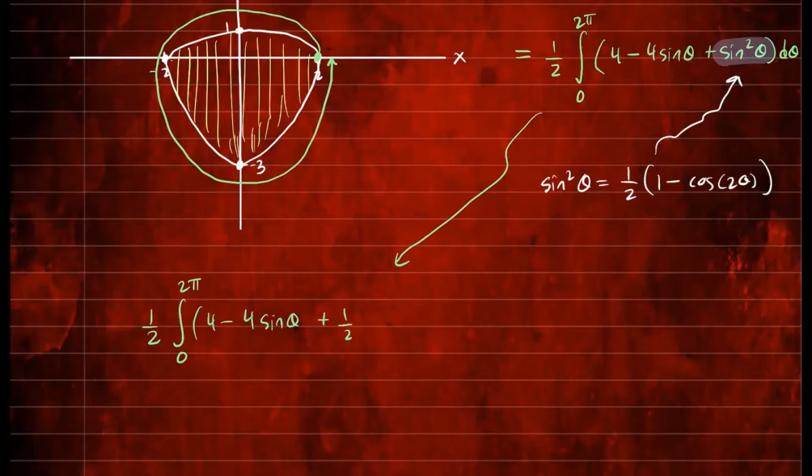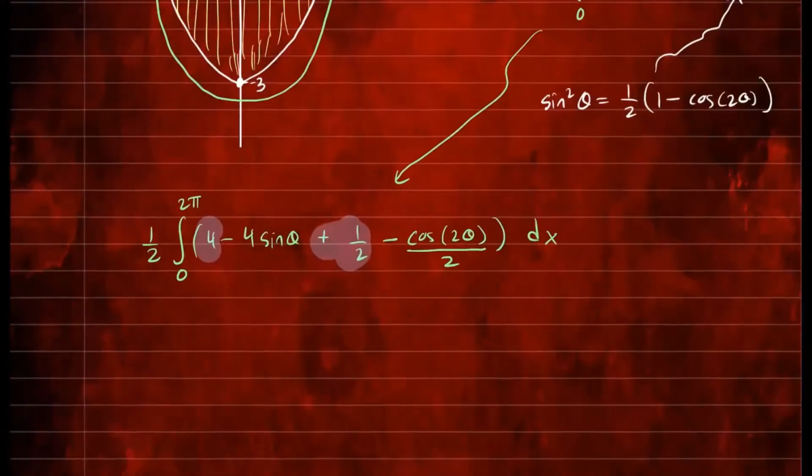So that's plus 1/2 times 1 minus cosine 2 theta d theta. Now I'm going to go ahead and distribute this half out, so it simplifies the work a little bit more. So this would give you 1/2 and then cosine 2 theta over 2. Now I'm also going to go ahead and combine these because they're like terms before I integrate. So you want to simplify as much as you can before integrating.